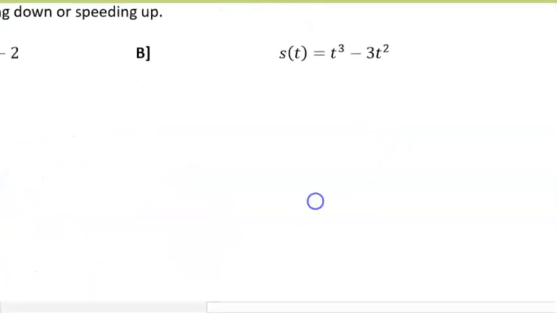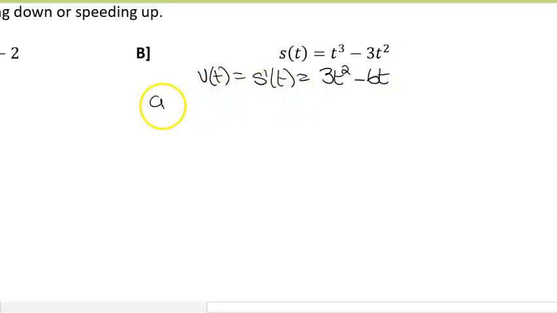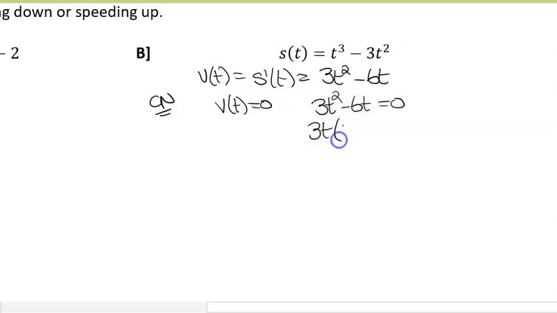All right, let's look at the second one. In order for us to find this information, we need to get the velocity function, which is the derivative of the position function, so 3t squared minus 6t. We want to find the critical number that tells us if it's changing direction. So we've got v of t equal to 0. So we have 3t squared minus 6t equals 0. Let's factor out a 3t. We're left with 3t times (t minus 2) equals 0, which gives us t equals 0 and t equals 2.